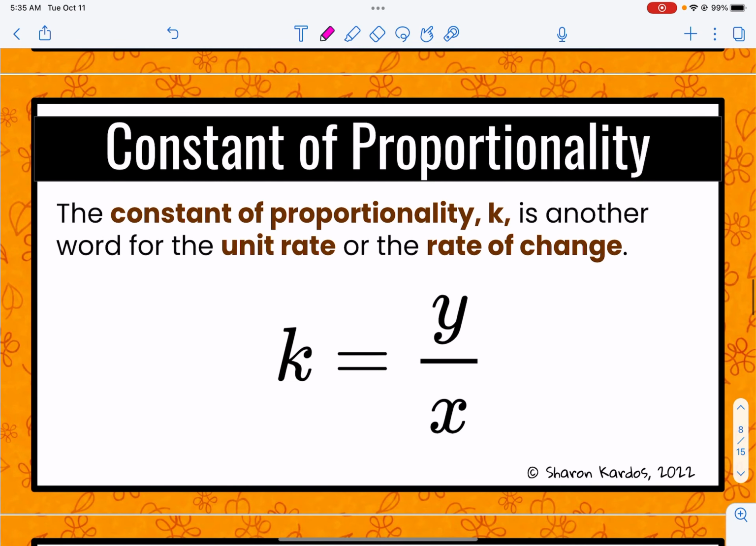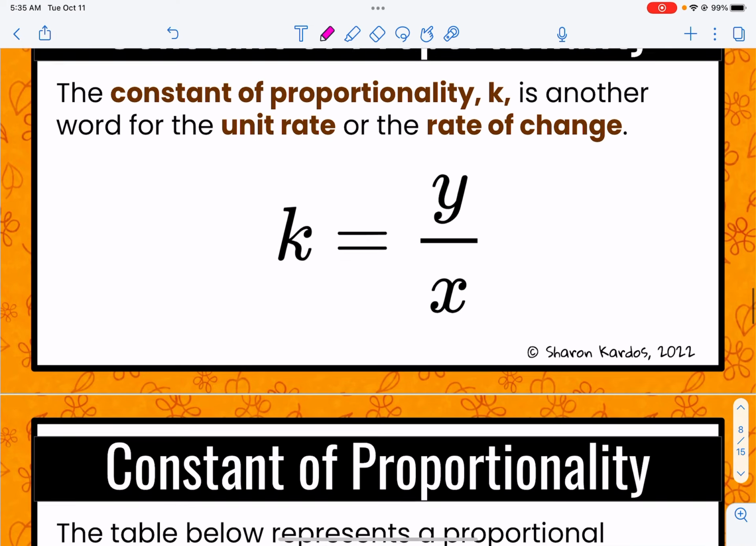All right, so remember, just to sum it up here a little bit, the constant of proportionality k is another word for the unit rate or the rate of change. And sometimes you may also hear it called slope in other problems.